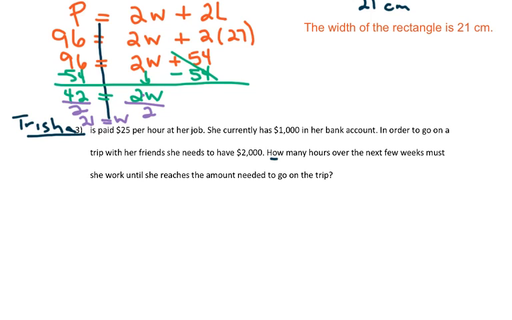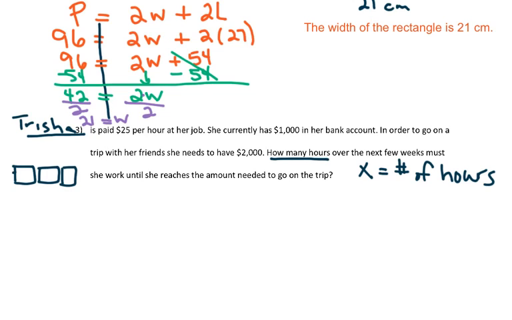So let's start with the question. It says, how many hours? So I'm going to say X equals the number of hours that she has to work. Okay, so then let's picture what she has. She's paid $25 every hour. So $25 for every hour. And we don't know how many hours she works, so I'm putting those dots there. And if we don't know that, that's X number of times.